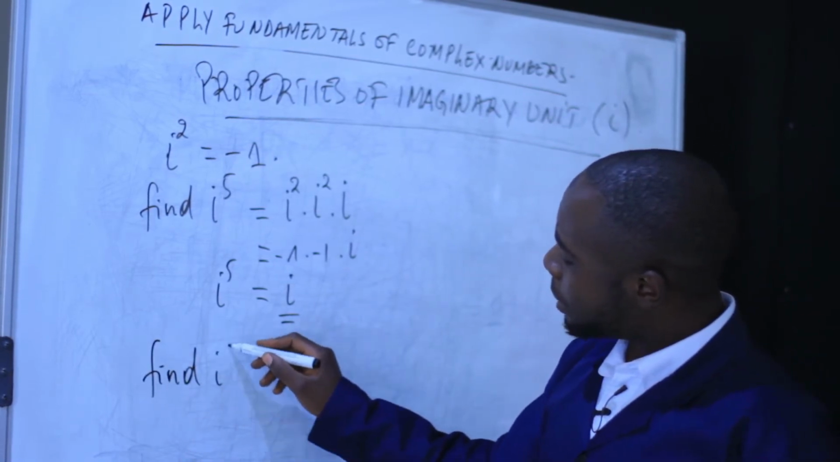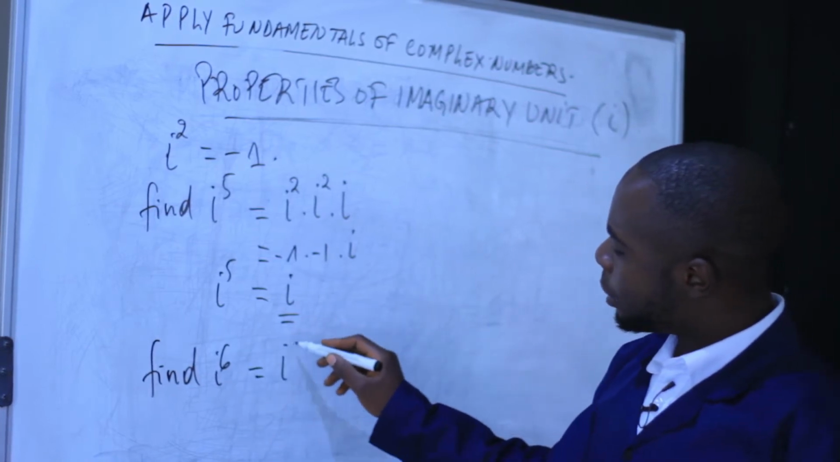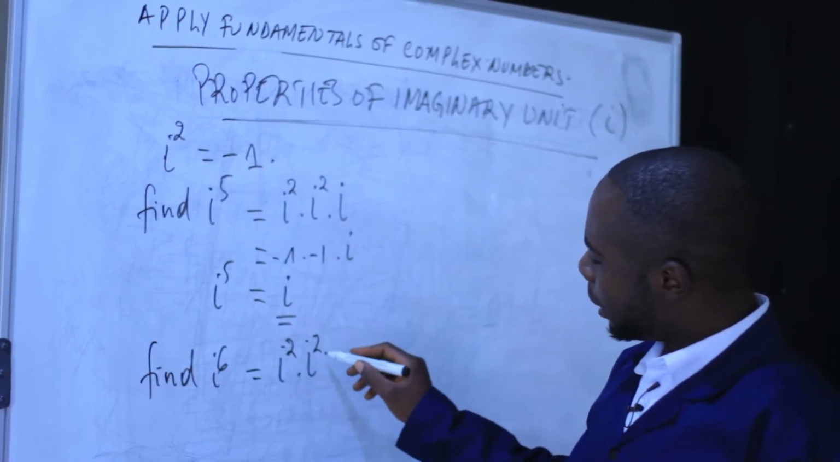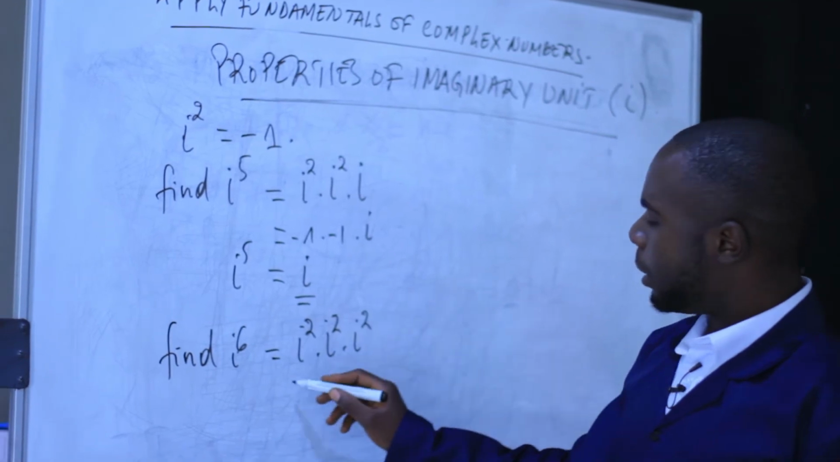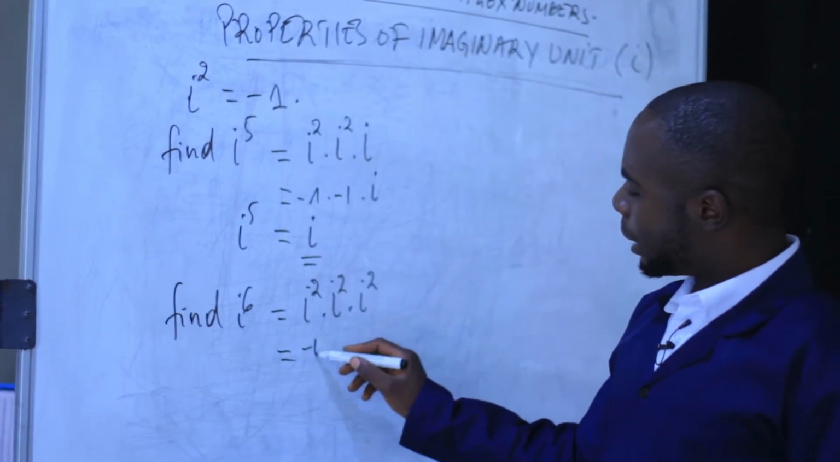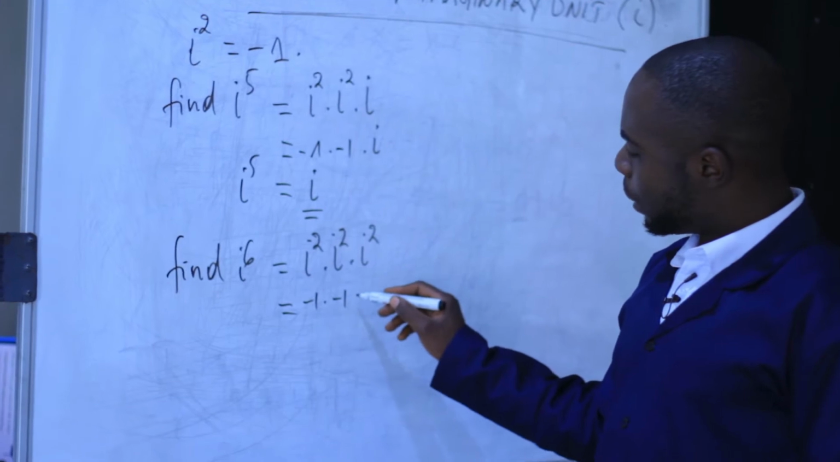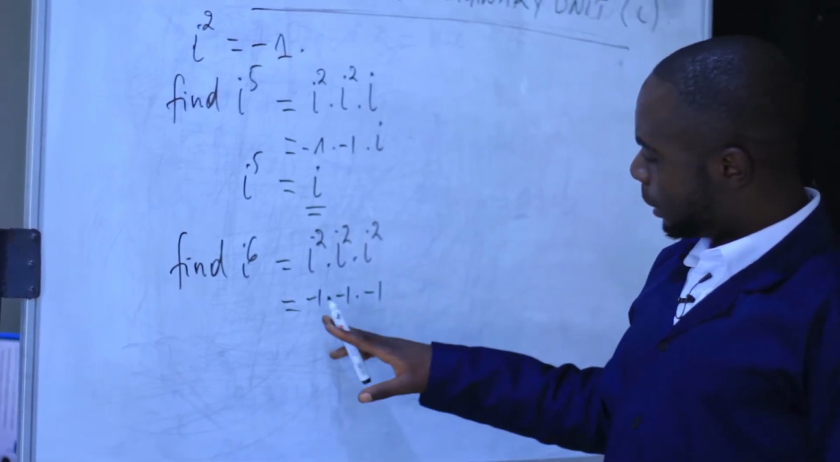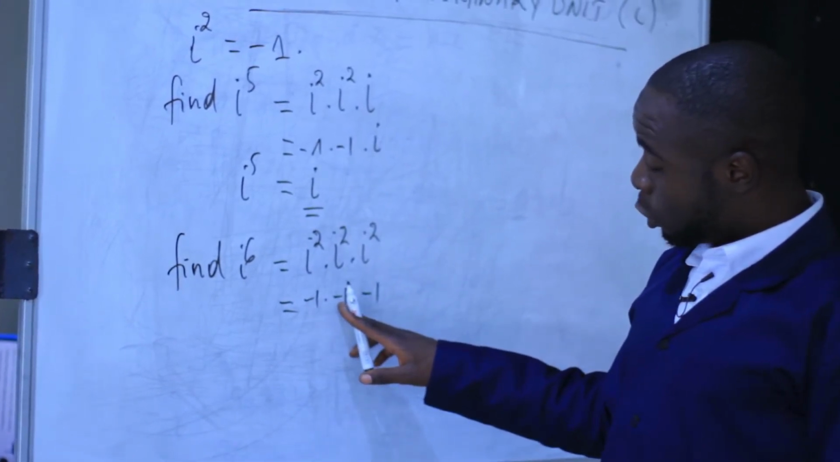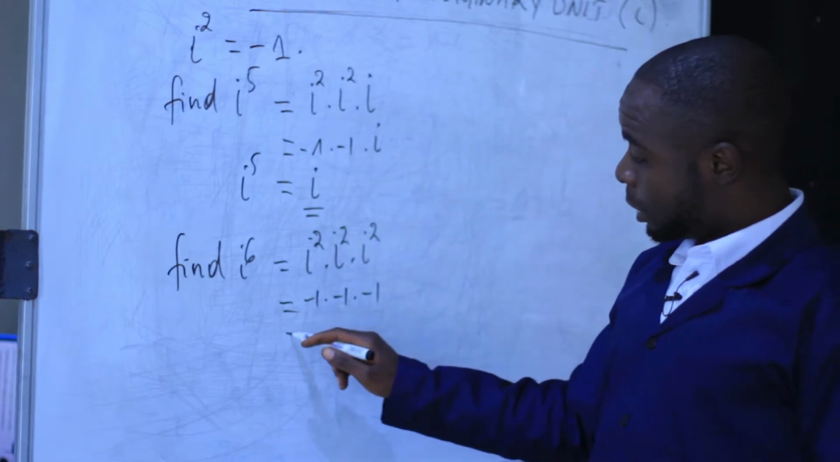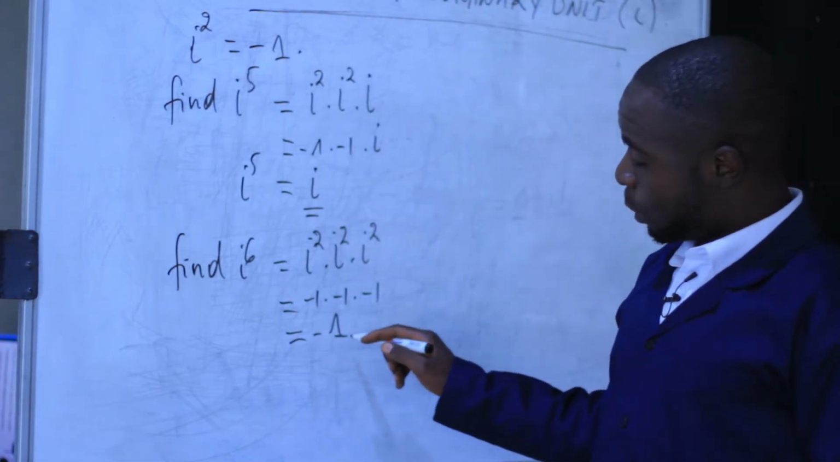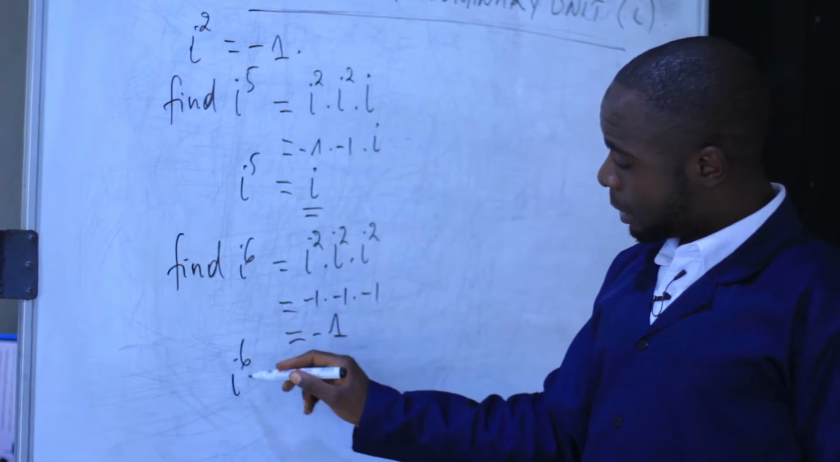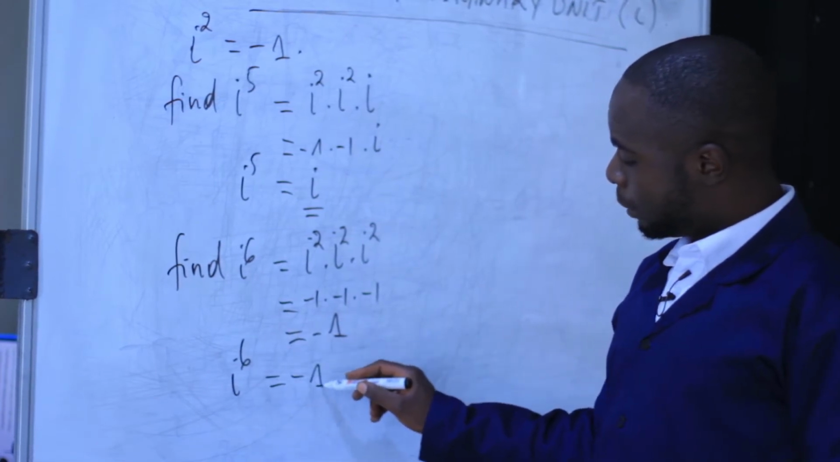i power 6 will be equal to i square times i square times i square, which will be equal to negative 1 times negative 1 times negative 1. Negative 1 times negative 1 is equal to 1, times negative 1 is equal to negative 1. So i power 6 will be equal to negative 1.